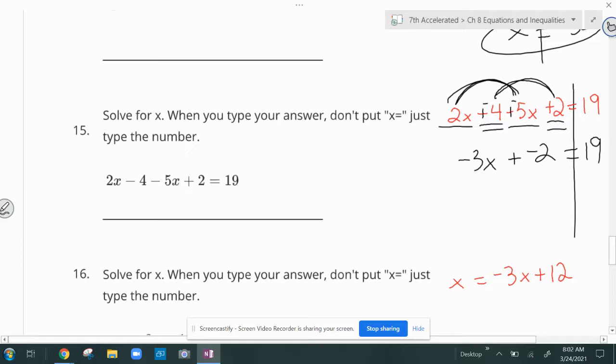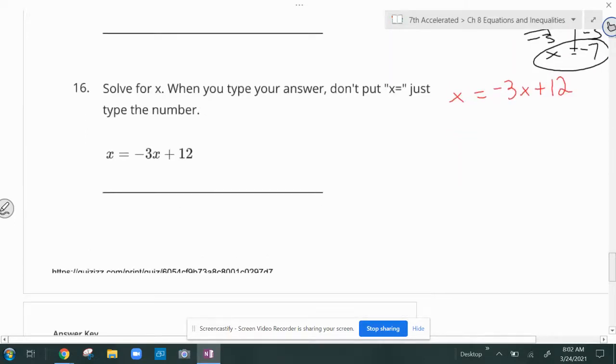Now, since we're simplified, we're going to look to solve using that SADMEP. So get rid of extra terms through addition and subtraction. So we're going to add 2, negative 3x equals 21, divided by negative 3, divided by negative 3, x equals negative 7.